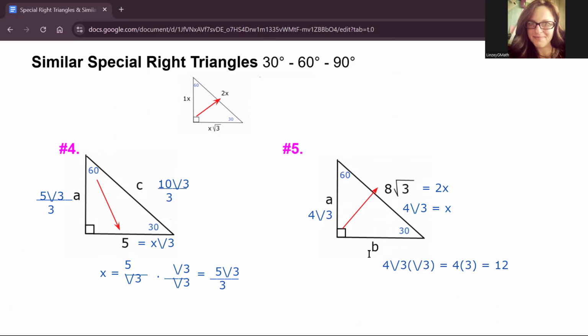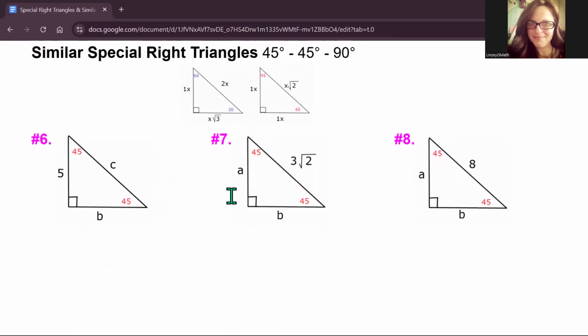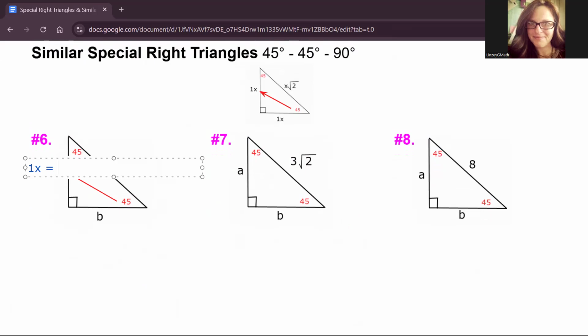Let's take a look at the 45, 45, 90 special right triangle. And this will finish it up. Number 6, they gave us the opposite side of 45 degrees, which is equal to 1 times x. So we get x is 5, our scale factor. So we've multiplied every side by 5. So this side is going to be 5 times 1, and this side will be 5 times square root of 2, 5 square root 2.